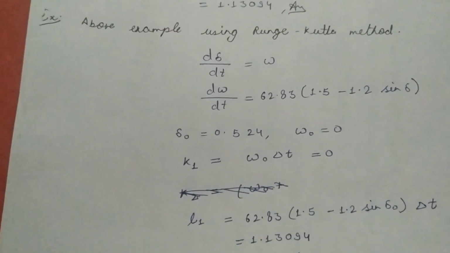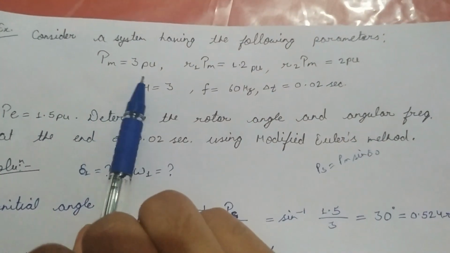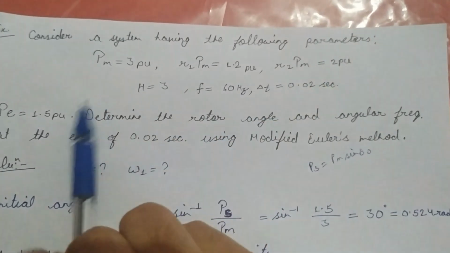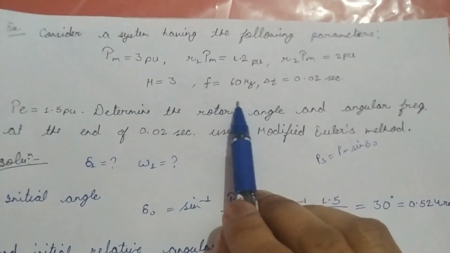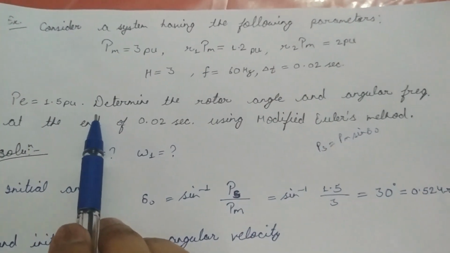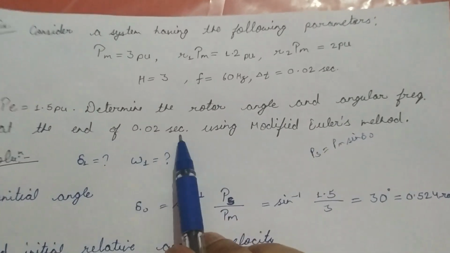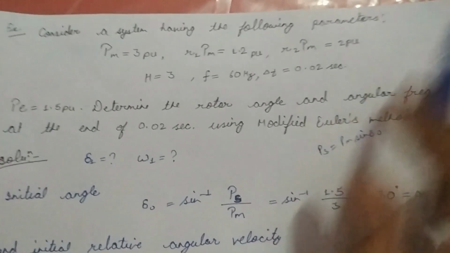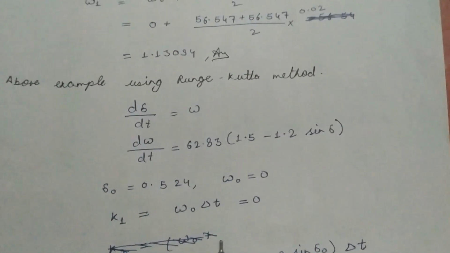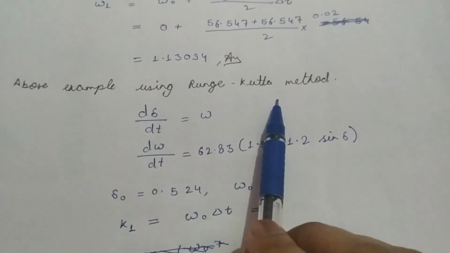So let's get started. We had the example: consider a system having the following parameters: Pm is equal to 3 per unit, R1 Pm is equal to 1.2 per unit, R2 Pm is equal to 2 per unit, H is equal to 3, F is equal to 60 Hz, del T is equal to 0.02 seconds, Pe is equal to 1.5 per unit. Determine the rotor angle and angular frequency at the end of 0.02 seconds, but using Runge-Kutta method. So we have to solve this example using Runge-Kutta method, as previously we have seen the modified Euler's method.